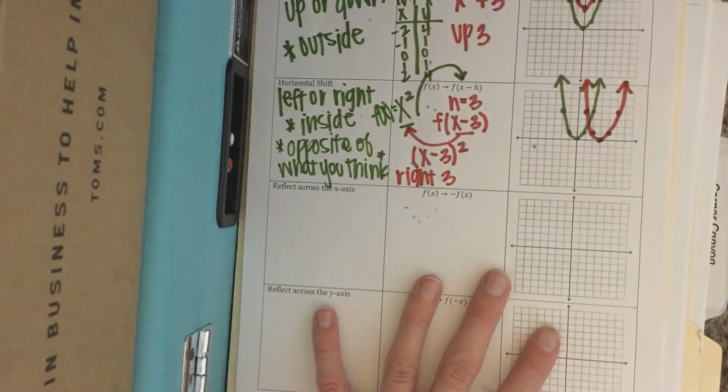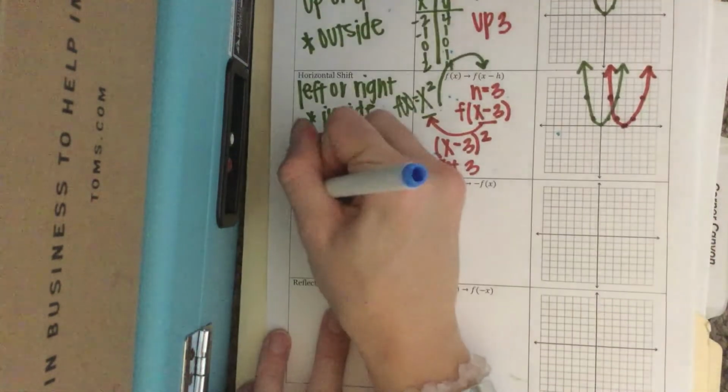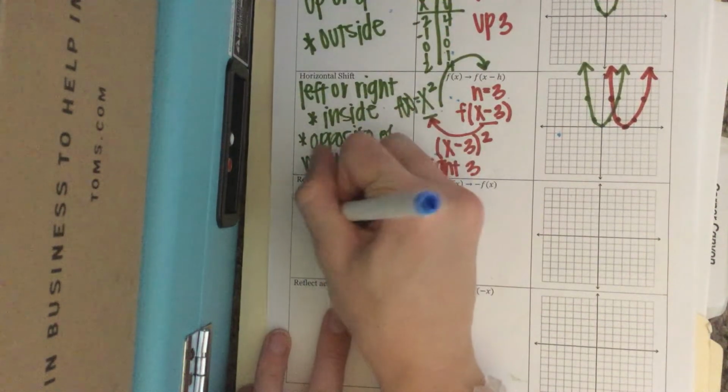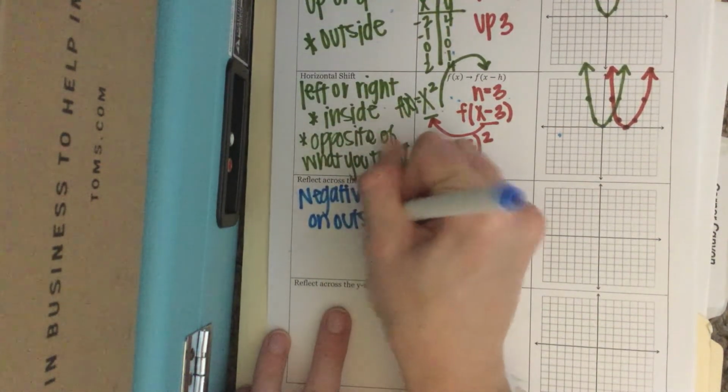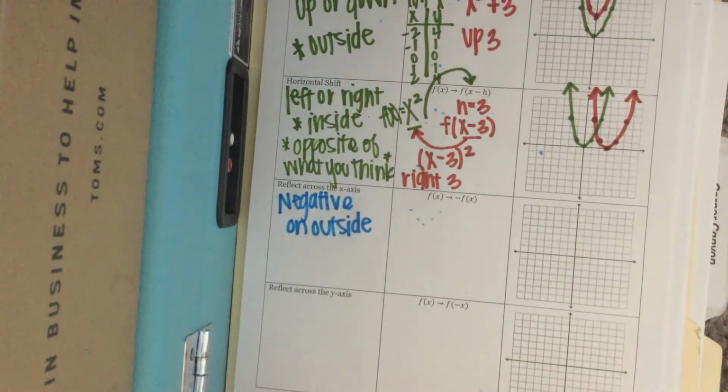Now, reflect across the x-axis. This is when the negative is on the outside, and it flips across the x-axis. So let's just write negative on outside. Okay, negative is on the outside.